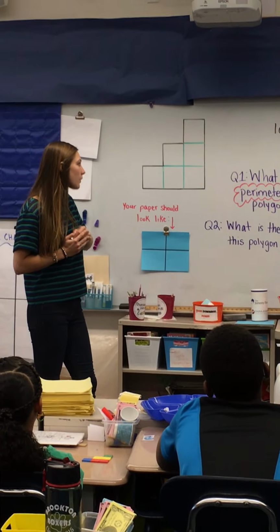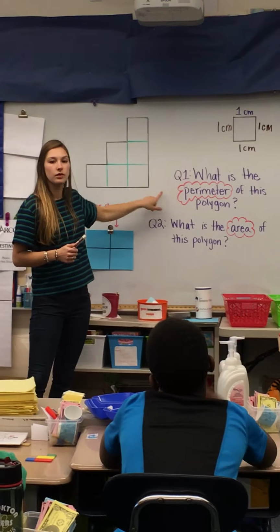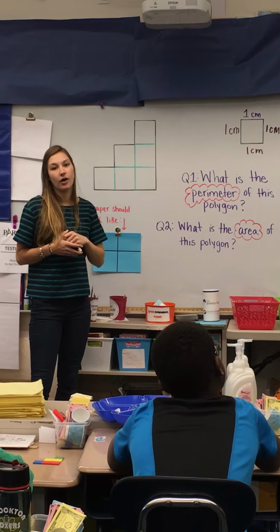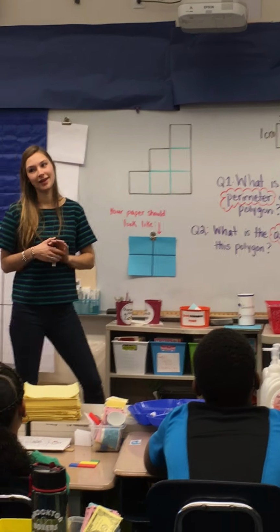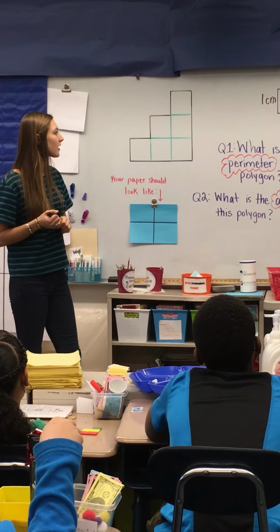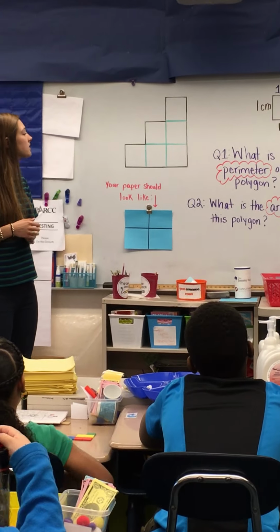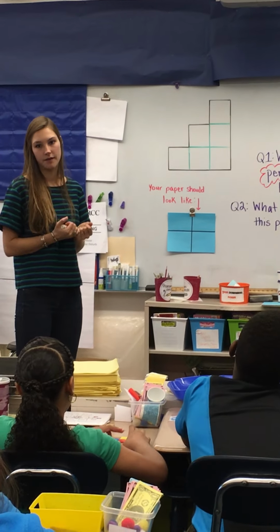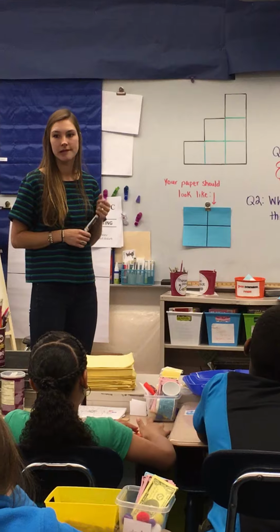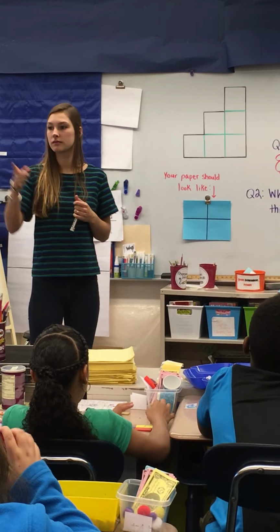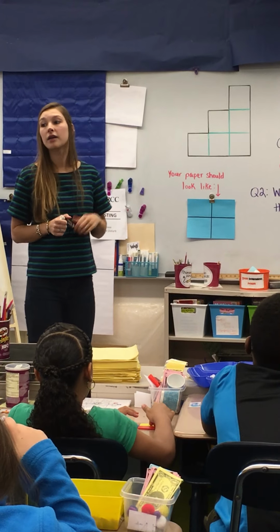So the first question is, what is the perimeter of this polygon? Some people got wild answers. I mean, like, it was huge. It was like you guys are walking around in Central Park or something. It was crazy. So how do we find the perimeter? Or what is the perimeter? What's the perimeter? 6 centimeters. But how do you find the perimeter?